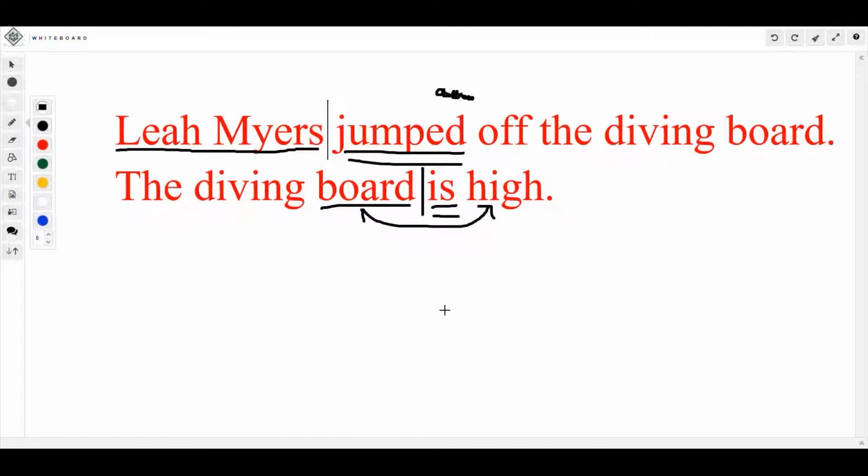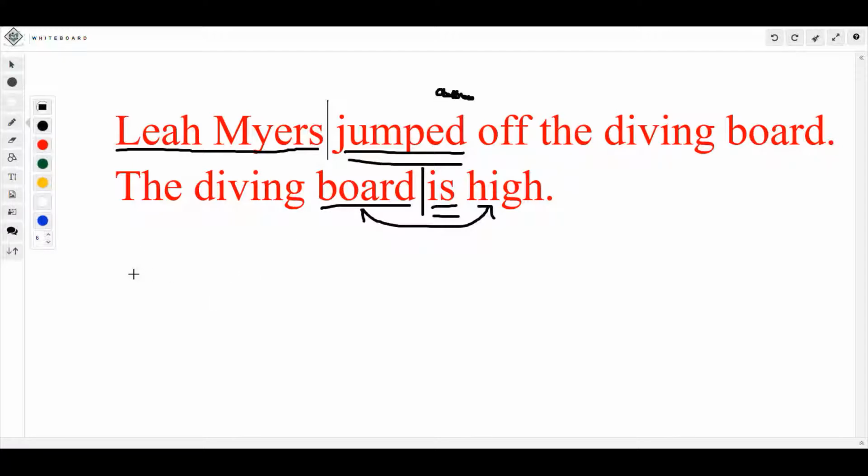Now what we're going to do is something called diagramming. A sentence diagram just shows how words in a sentence relate to one another. So it helps you to understand a sentence a lot better than if you just look at it. So here's how we're going to diagram this first sentence right here.